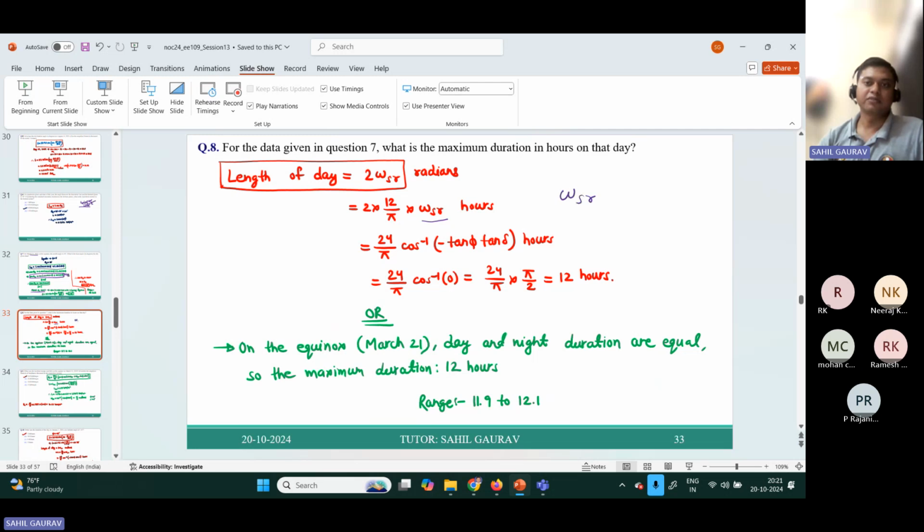Omega SR is cos inverse of minus tan phi tan del. This is another important expression. Since phi is 0, it is cos inverse 0, therefore it's 12 hours. And you can directly say that since this is an equinox day, day and night durations are equal, so the maximum duration is 12 hours.